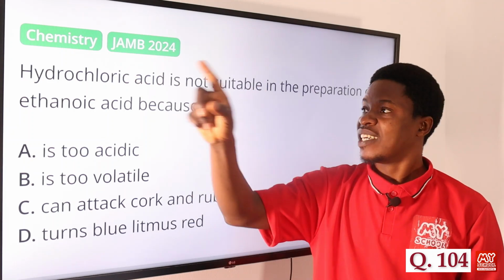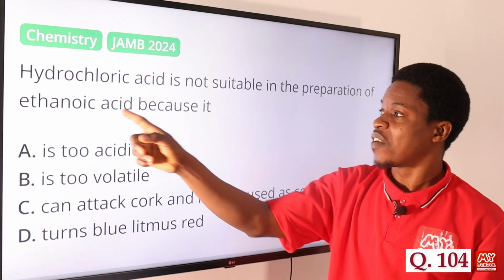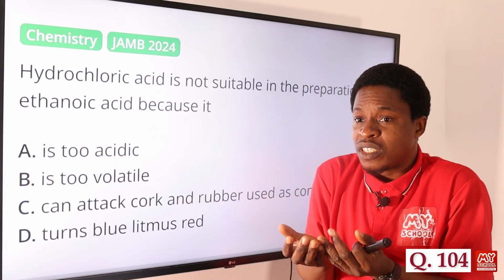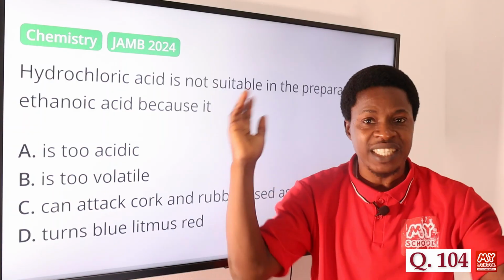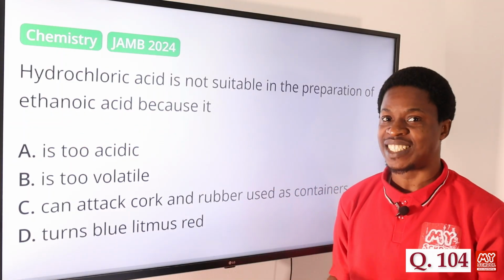But the challenge with this hydrochloric acid, why it cannot be used in the preparation of ethanoic acid, is because it is volatile. If you try to react it, it will evaporate so fast, and then you will not be able to get the quantity of ethanoic acid that you need.